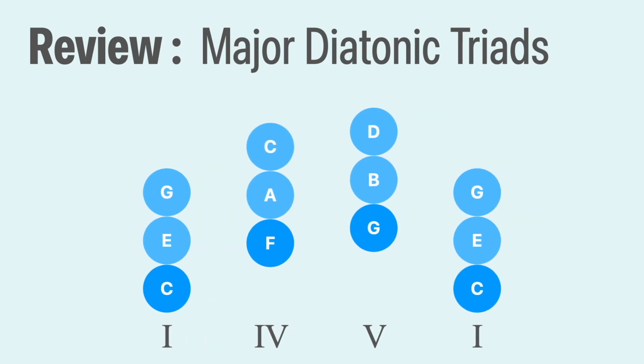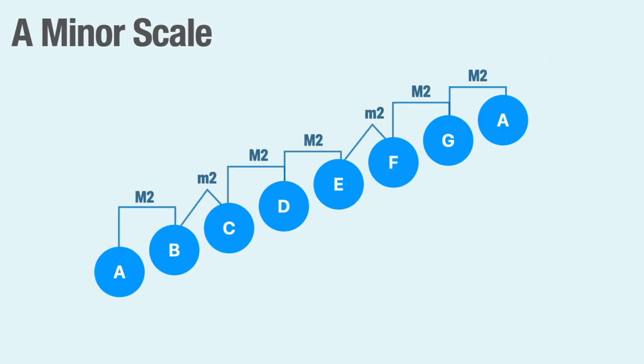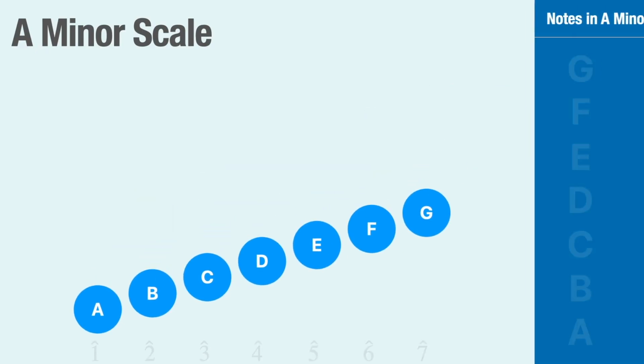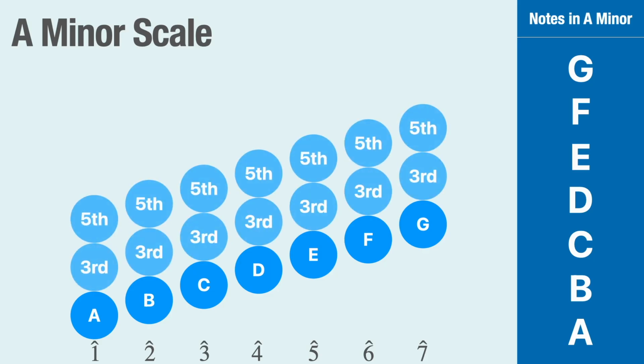Now let's explore those same topics, but in minor keys. Let's start by building an A natural minor scale based on the step pattern. There are 7 scale degrees, and we can build a triad on any of them by adding a third and fifth above. Scale degree 1 is A. A third and fifth above are C and E.